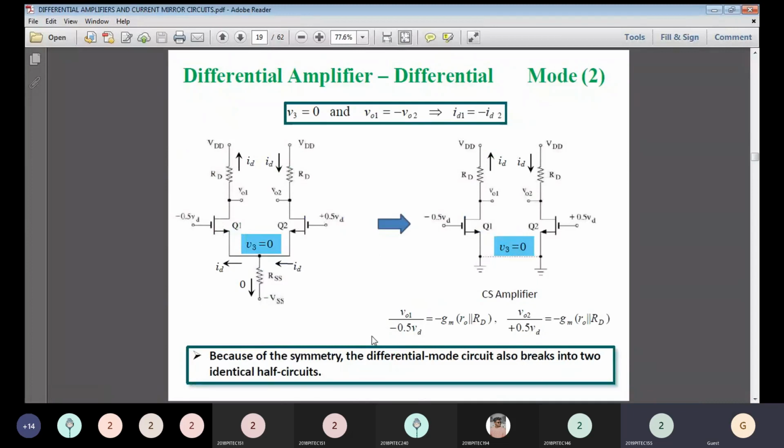In differential mode, again, we are doing the same concept. We are breaking down the circuit into two halves, that is called an identical half circuit. While splitting this into two halves, you are getting two different forms of voltages. But in the case of the common mode, you are getting only one voltage, because it is operating under a common mode. In differential mode, we are getting two different values of voltages: V01 is minus 0.5 VD, and V02, the positive version, will get this answer.